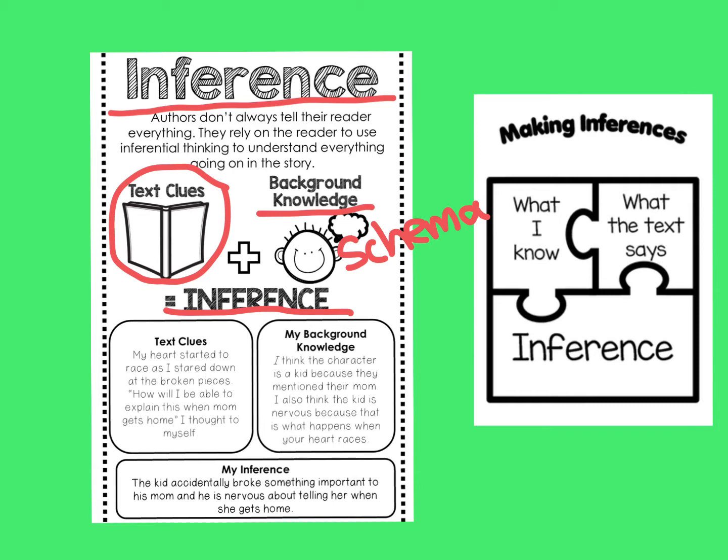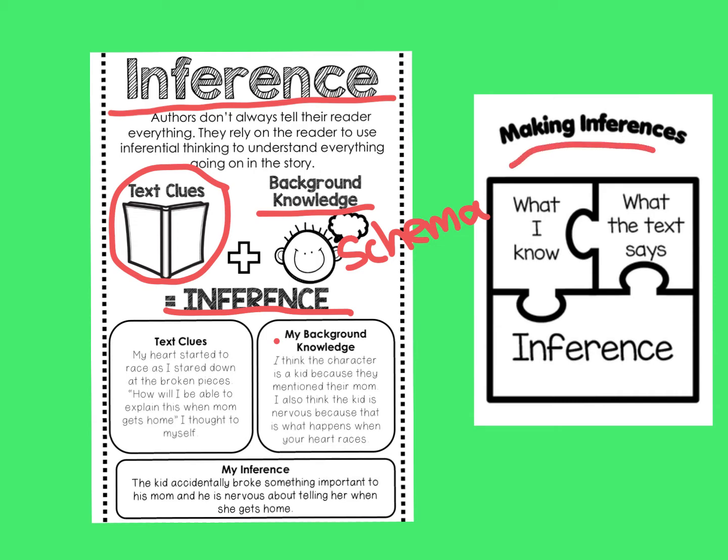Text clues. Let's practice one. "My heart started to race as I stared down at the broken pieces. How will I be able to explain this when Mom gets home?" I thought to myself. Then over here, with my background knowledge, I think the character's a kid because they mention their mom. I also think the kid is nervous because that is what happens when your heart races. My inference: the kid accidentally broke something important to his mom, and he's nervous about telling her when she gets home.